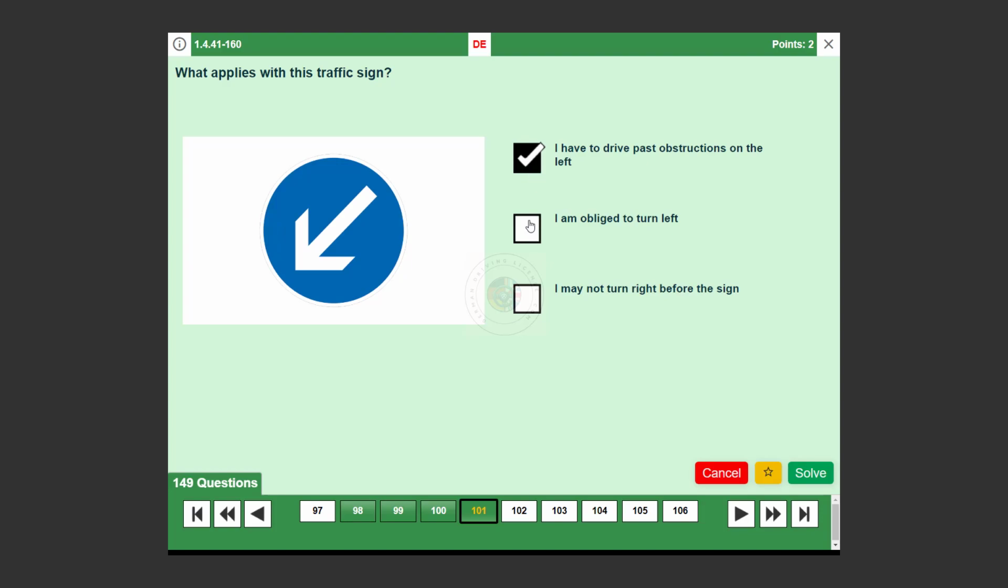I am obliged to turn left. False. The sign does not require a left turn but specifies passing direction around obstacles. I may not turn right before the sign. False. This option is incorrect. The sign is about passing obstacles, not about turning right.